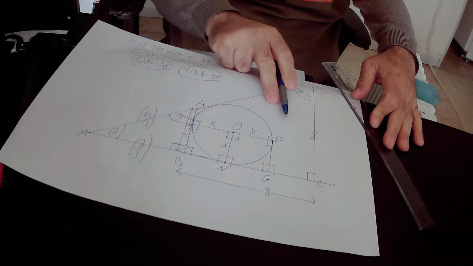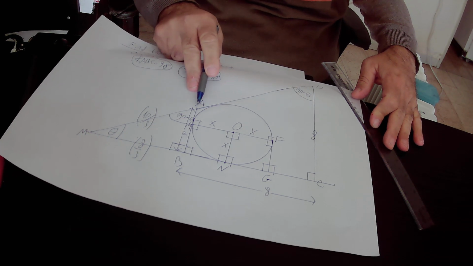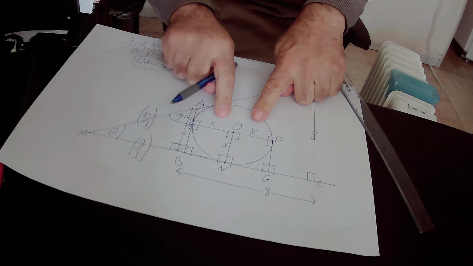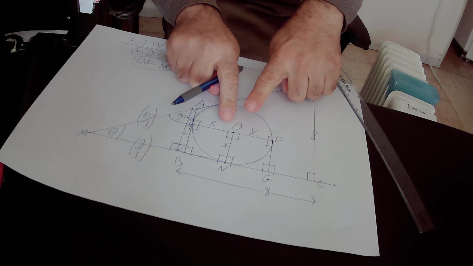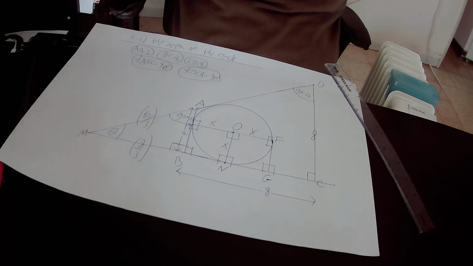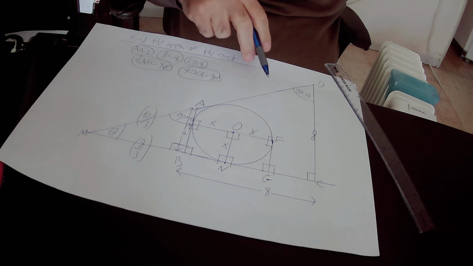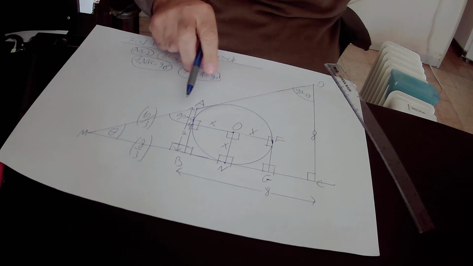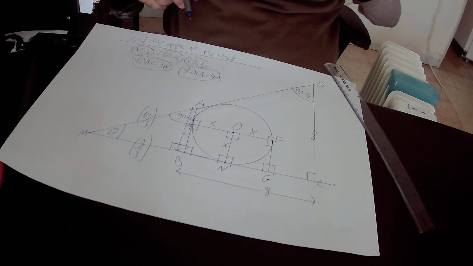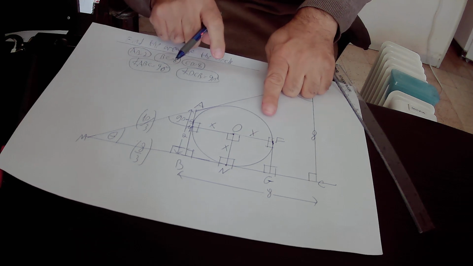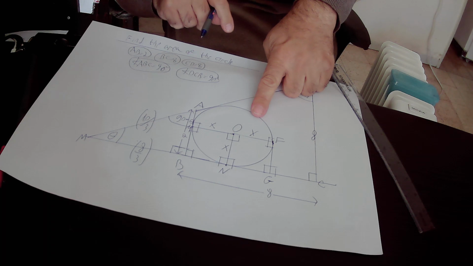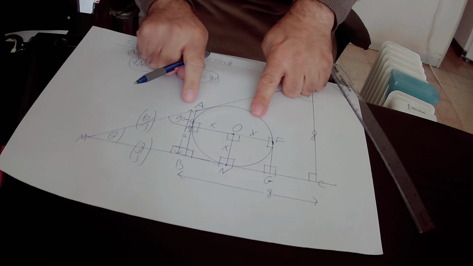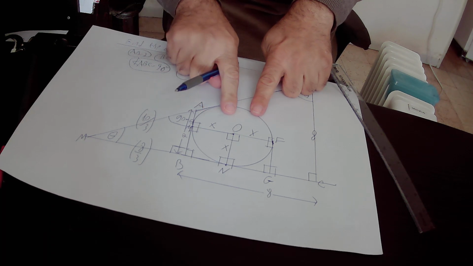Angle FOM, this angle, is equal to 90 degrees plus 90 degrees, which is 180 degrees. Any angle that is equal to 180 degrees is a straight line. Therefore, FOM is a straight line. Actually, here, FO is the radius x. MO is also the radius x.